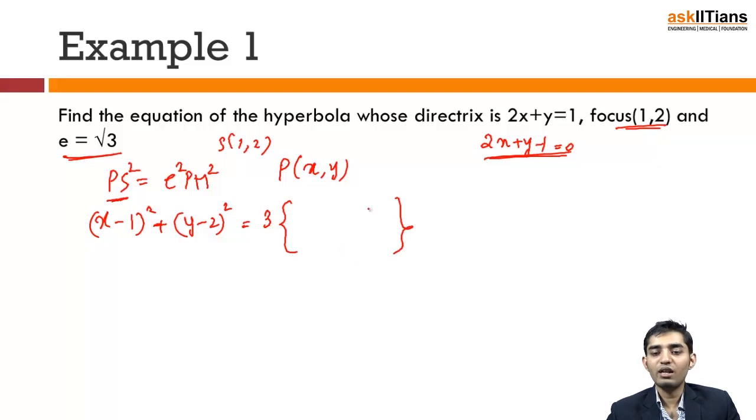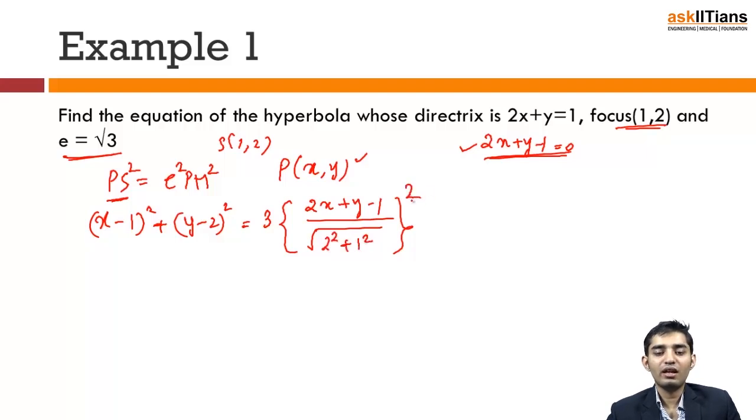And PM² will be the distance of this point from this line. So put this point in this line. If I put this point in this line, I will get this, divided by the coefficient of x² plus the coefficient of y². This you might have studied in straight line, right? How to find a perpendicular distance from a point to a line.